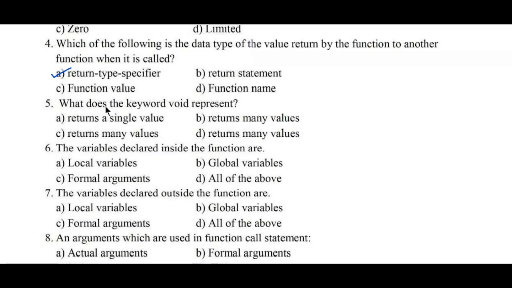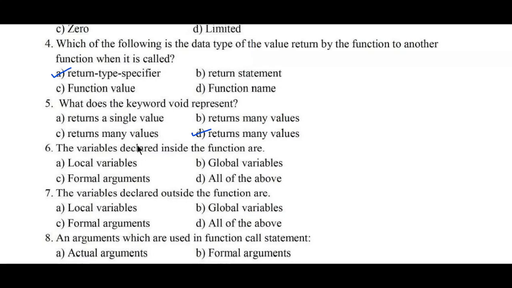Question number 5, what does the keyword void represent? Option A, return a single value. B, returns many values. C, returns many values. D, return many values. You can see here, there are problems in the options. So B, C and D give me the same result. Actually void represents nothing, which specifies nothing, and it is not going to return anything back to the calling function. So here option D might be the right answer.